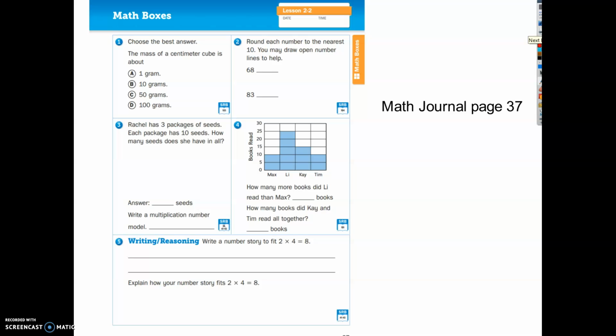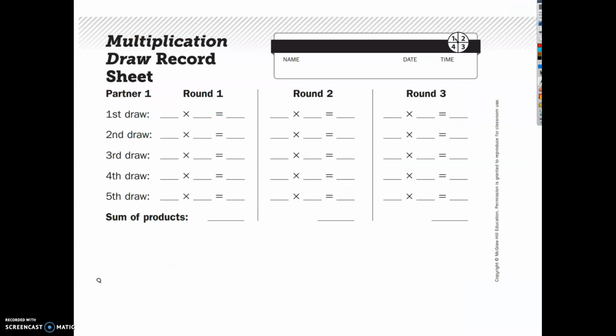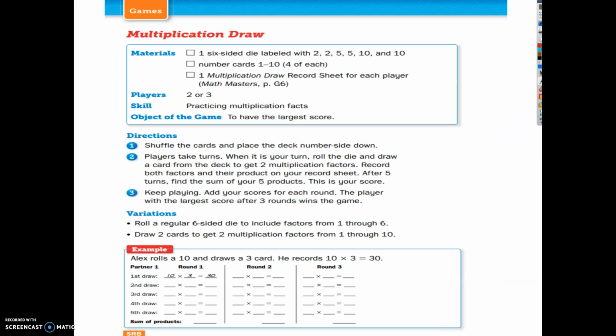Okay, couple seconds left here. Math journal page 37 to do. Here's a game that you can play. It's called multiplication draw. Here are the directions. Now you can on your whiteboard, because I did send a whiteboard home with my learners, you can copy this diagram down on your whiteboard and use it as your record sheet for the game. Okay? Have fun with that game, and good luck on your math book pages.